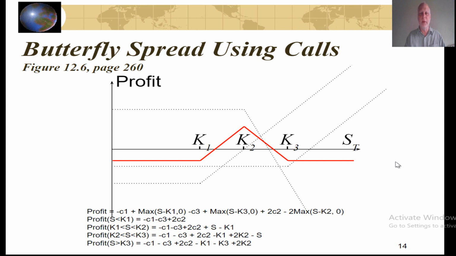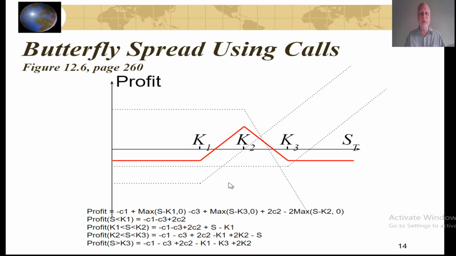A butterfly spread is an anti-volatility bet. So we've looked at bull and bear spreads. Bull spreads allow you to make money if the underlying security goes up, but limit your losses if it goes down. Bear spreads allow you to make money if your underlying security goes down, but limit losses if it goes up. A butterfly spread will allow you to make money if your underlying security doesn't change in price very much.